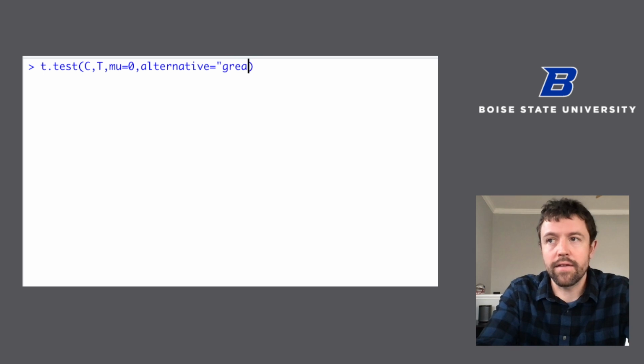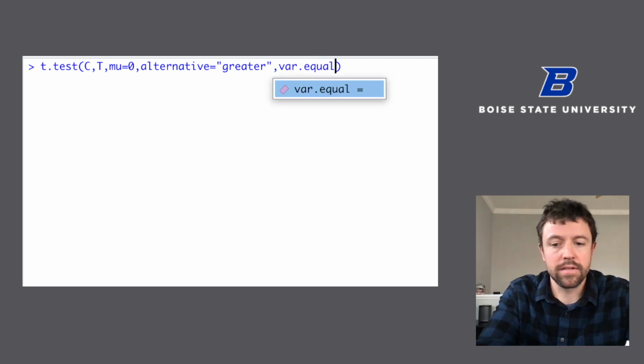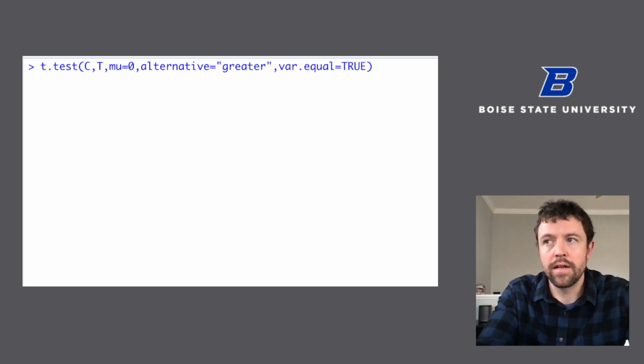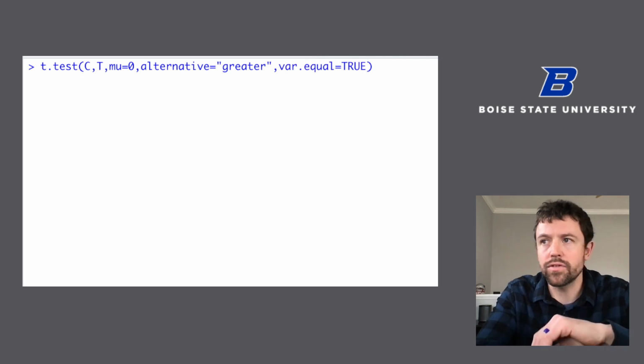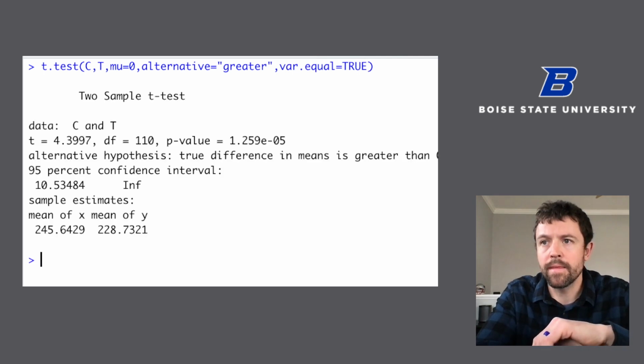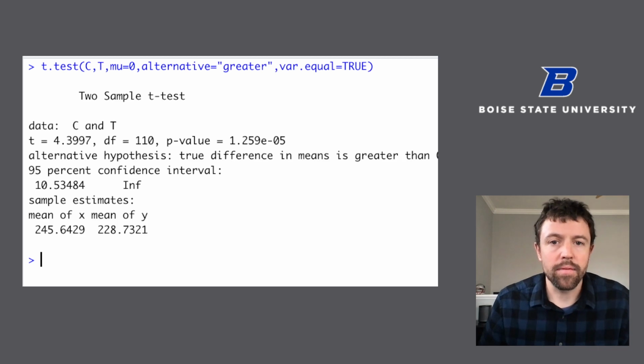It's really important that everything's consistent. So my alternative was greater. And the final thing I need to tell it is that I'm doing an equal variances test. So var.equal equals TRUE. And I'll click enter and I get this output.